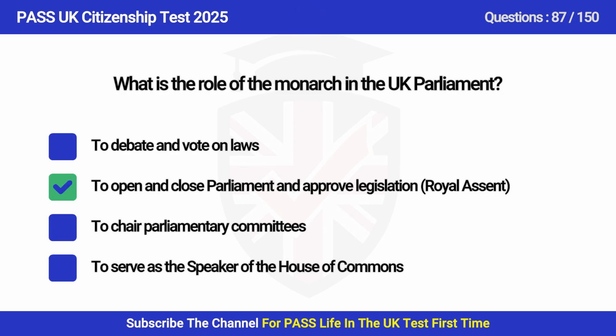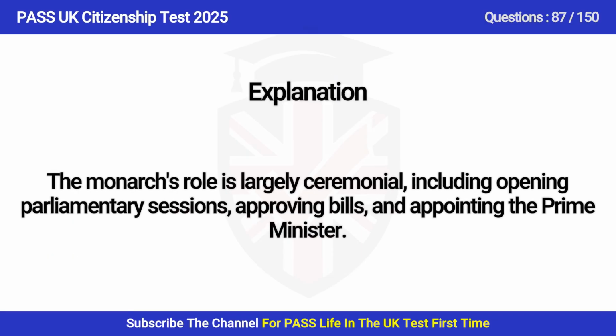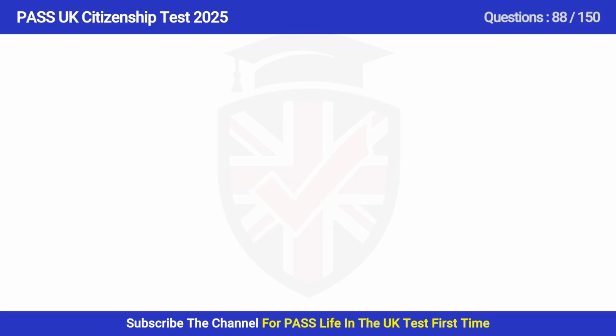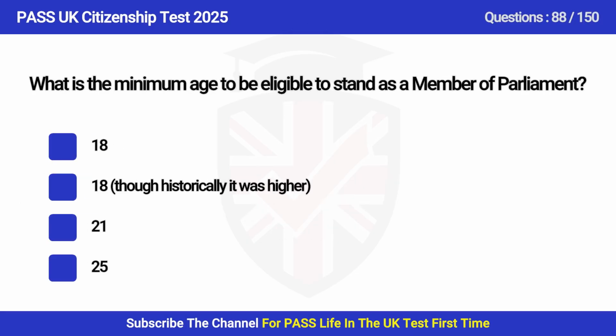Answer is B. To open and close Parliament and approve legislation, royal assent. The monarch's role is largely ceremonial, including opening parliamentary sessions, approving bills, and appointing the Prime Minister. Question 88. What is the minimum age to be eligible to stand as a Member of Parliament?